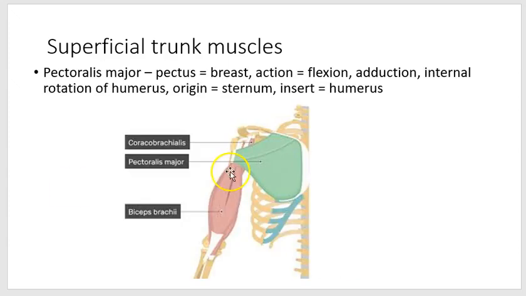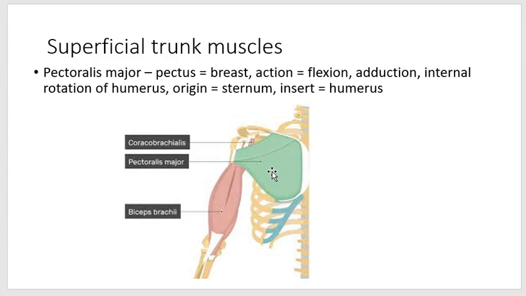Then we have our pectoralis major. This is that really big chest muscle that is anterior. Pectus means breast, and so pectoralis major is the big breast muscle. Its action is it's really good at flexion and adduction, so bringing that arm towards your body is an example of adduction and using your pectoralis major.